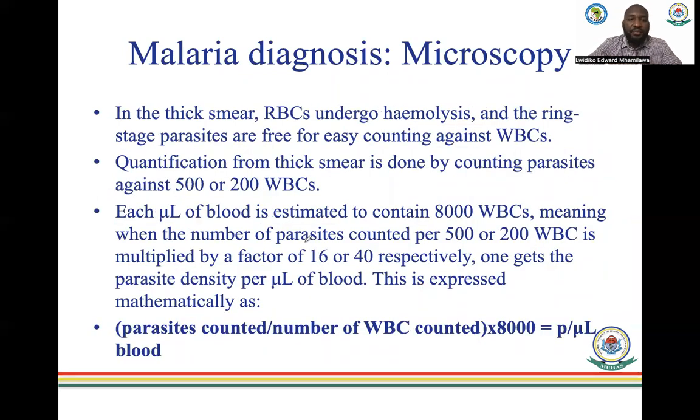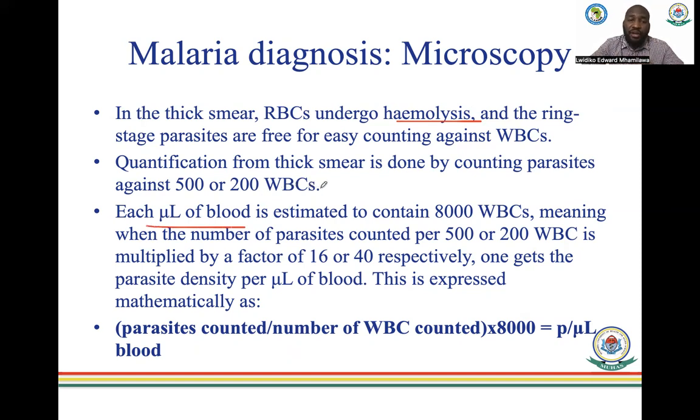But when it comes to thick smears, the red blood cells will undergo hemolysis, and the ring stages of the parasite usually break free from the red blood cells, and you can count them against white blood cells. The quantification is usually that you count how many parasites you're seeing against up to 200 white blood cells when you have very high parasite density. When you have very low parasite density, you have to count at least 500 white blood cells, or 100 fields without parasites. And when you do this count, you usually convert it into parasites per microliter.